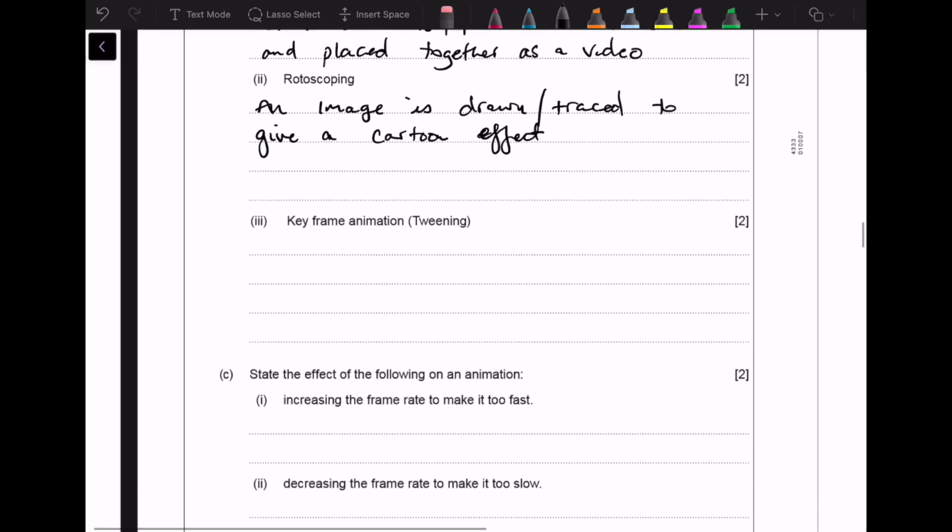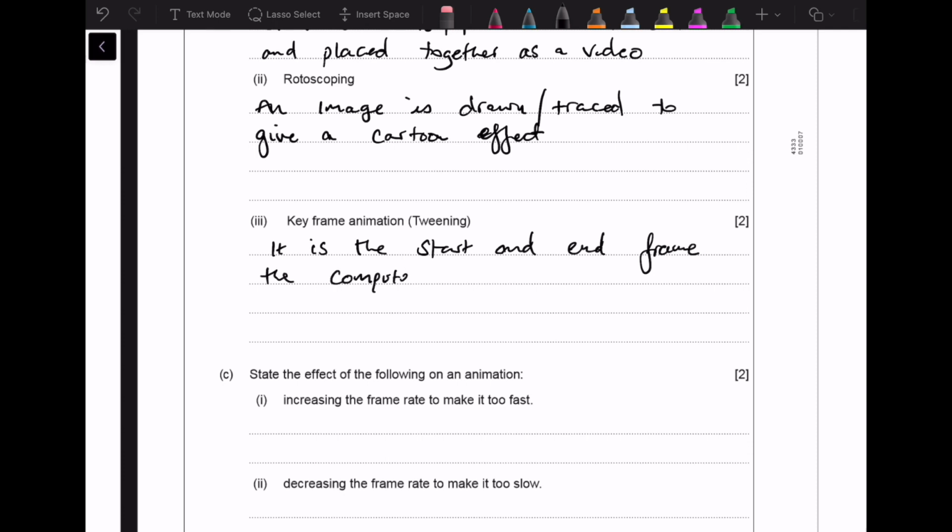And then the last one there, look, what is keyframe animation? Well, keyframe is the start and end point, and the computer generates the in-between. So it is the start and end frame. The computer generates the in-between frames.